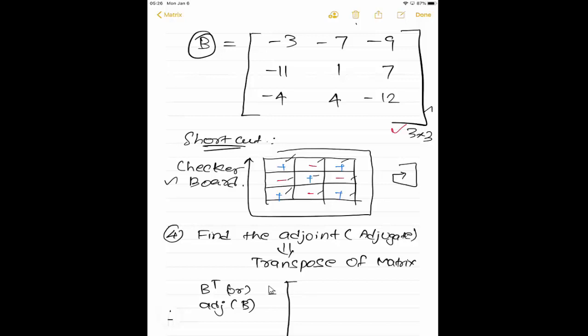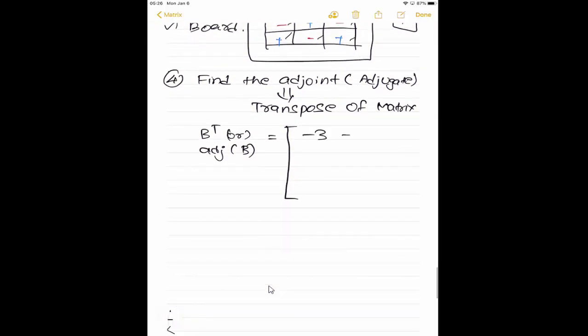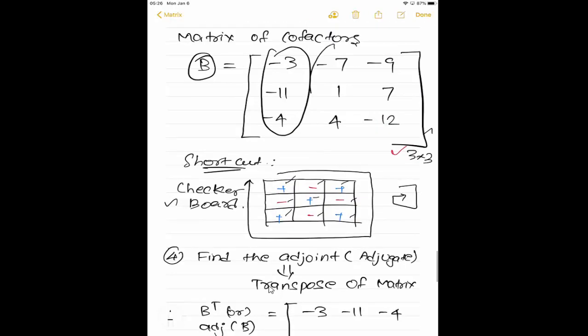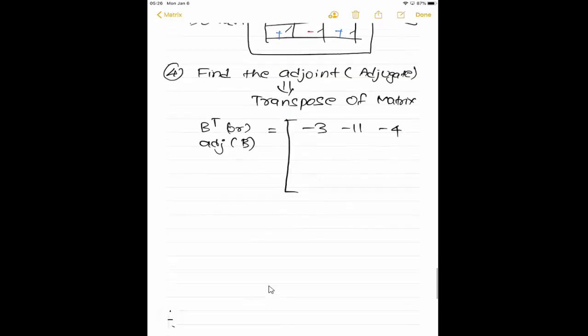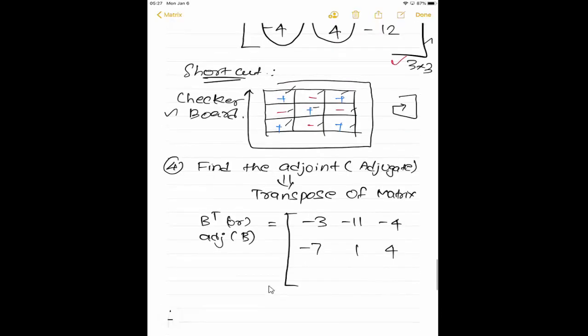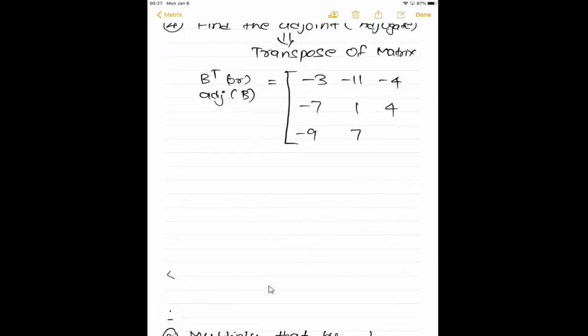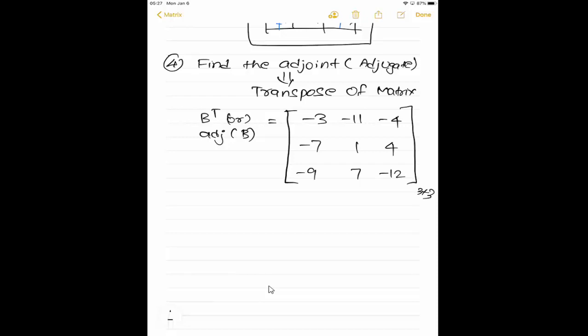The first row will be minus 3, minus 11, minus 4. Second row will be minus 7, 1, 4, and the third row will be minus 9, 7, minus 12. It is a 3 cross 3 matrix. Simple step. Finding the adjoint is very easy.